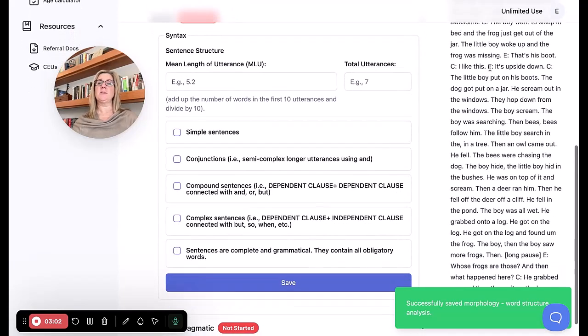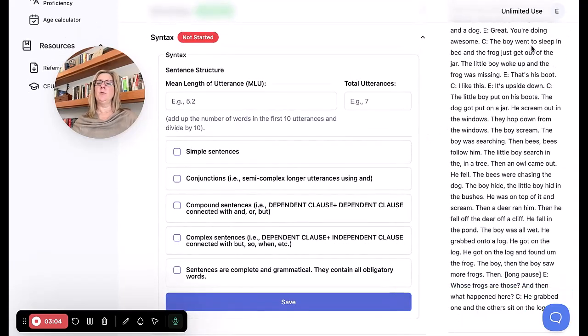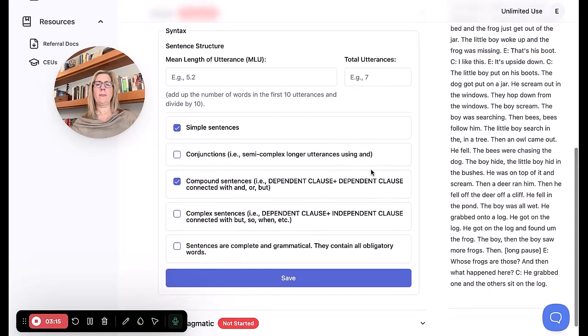We have simple sentences. Absolutely. The boy went to sleep in the bed and the frog just get out of the jar. We could call that a compound sentence. What about complex sentences? Do we see any of those?